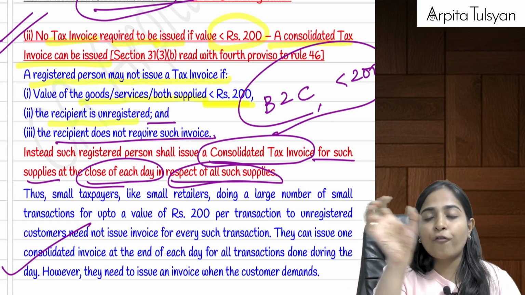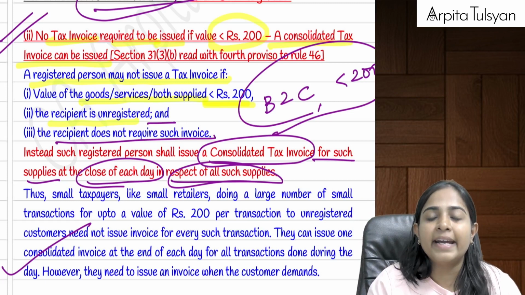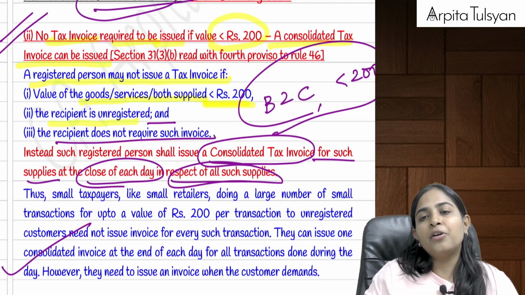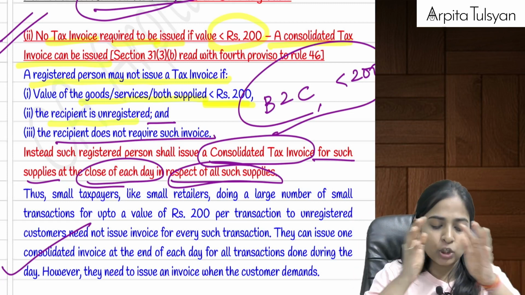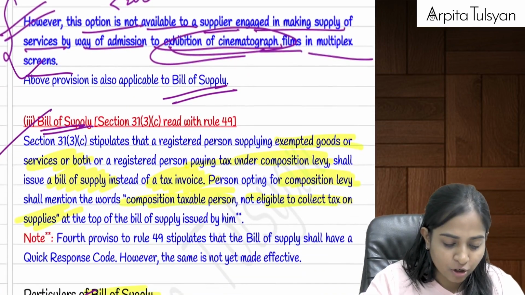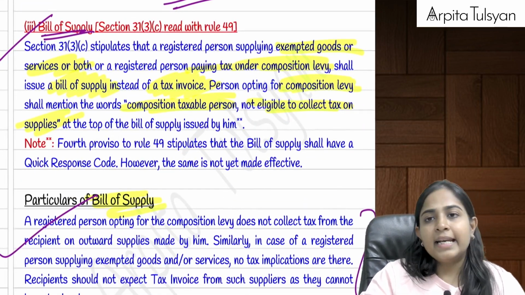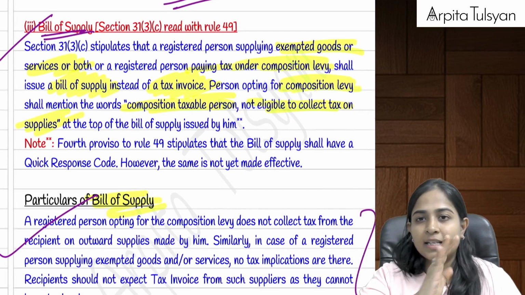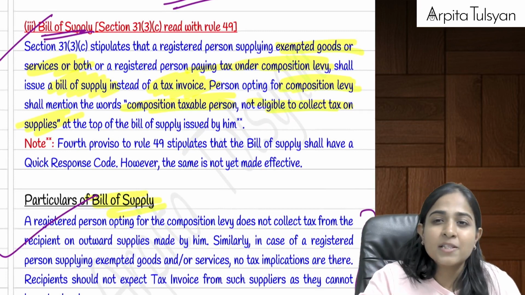So for all these supplies done during a day, at the end of the day you can issue a consolidated tax invoice for the same, right? Then after that, this was all about your tax invoices. Now going on to the next document, that is the bill of supply.